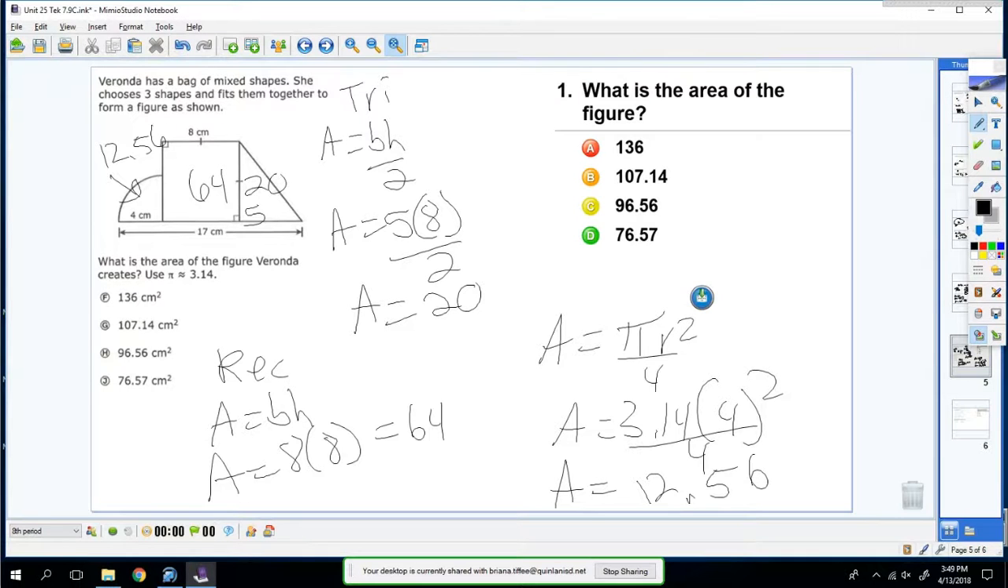So now you have to add them up. So you're going to do 20 plus 64 plus 12.56. So 20 plus 64 is 84 plus 12.56 will be 96.56, which is C.